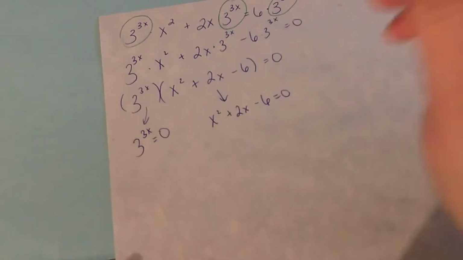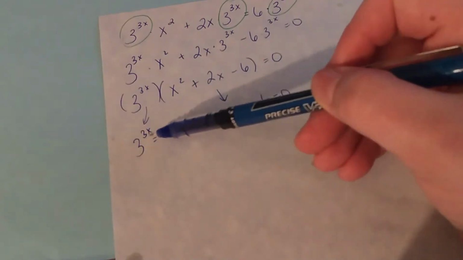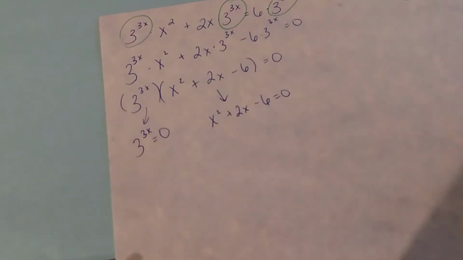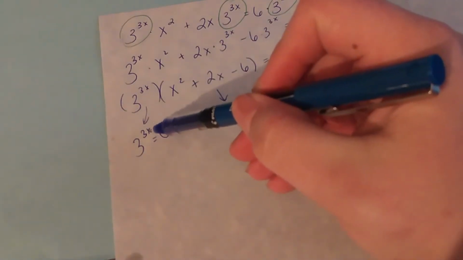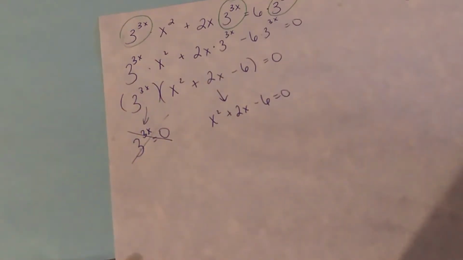Over here, if you're unsure how to solve this, you can take the log of both sides, but it may be something that you remember. There isn't a way to have a power of 3 that equals 0. Even if that power was 0, it would equal 1. There is no way to get a 0 out of this. So no x is going to cause this statement to be true, which means in this case we do not get a solution from that part.